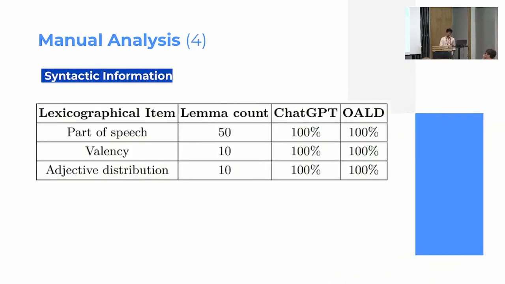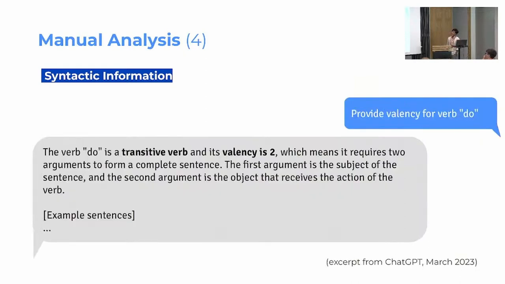Next, related to syntactic information, we can see that both ChatGPT and Oxford offer 100% of the data related to part of speech, valency, and adjective distribution. For adjective distribution, of course, we can only consider the part of speech of adjective. The next one, I give you an example: provide valency for the verb "do". The verb "do" is a transitive verb and its valency is two. ChatGPT provides this data using the argument structure, and it also explains what the argument structure is, how to form a grammatically correct sentence.